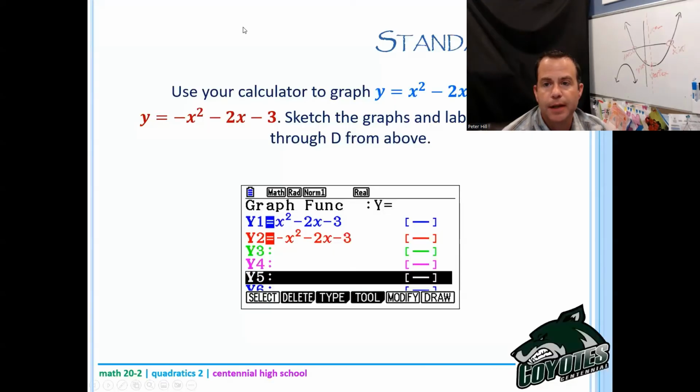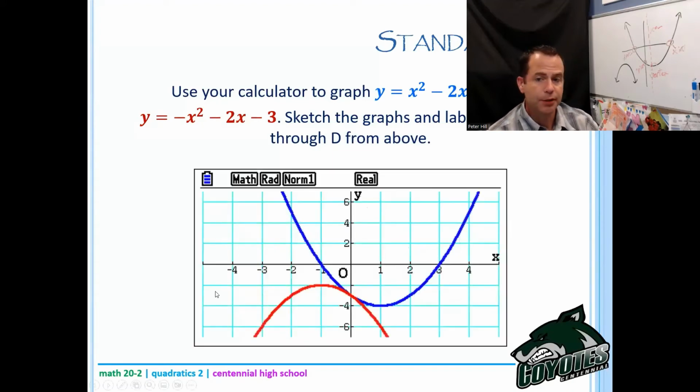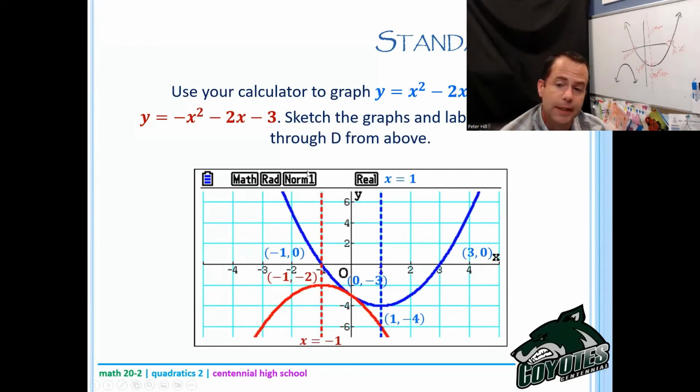Okay, so these are the equations that you should have had. And here's the picture that you should have gotten. I changed my window settings, so I got a little closer in there. And we see our axis of symmetry at x equals -1 here, our axis of symmetry at x equals 1 for the blue. I've added in my x-intercepts and I've added in my y-intercepts, okay? The direction said sketch the graphs and label the parts A through D. So that's what I've done. And that'll often say label the important parts, okay? The important parts would always be your vertex and your intercepts.